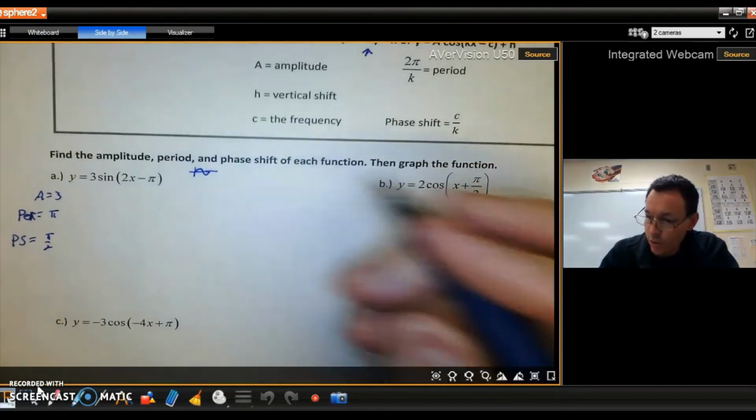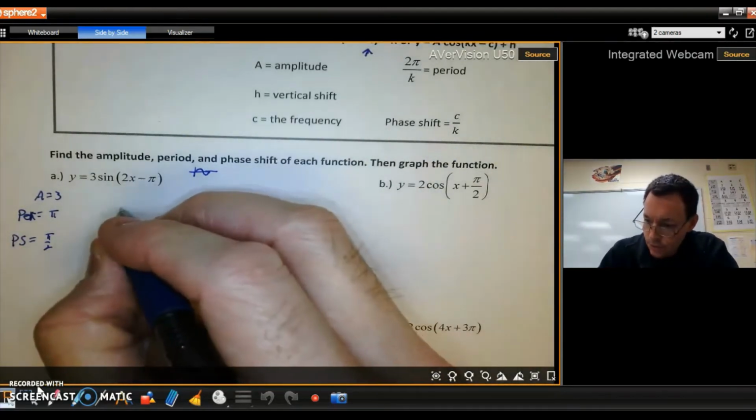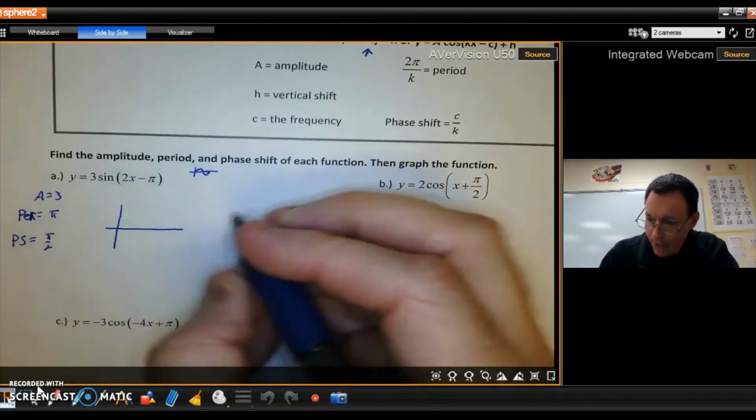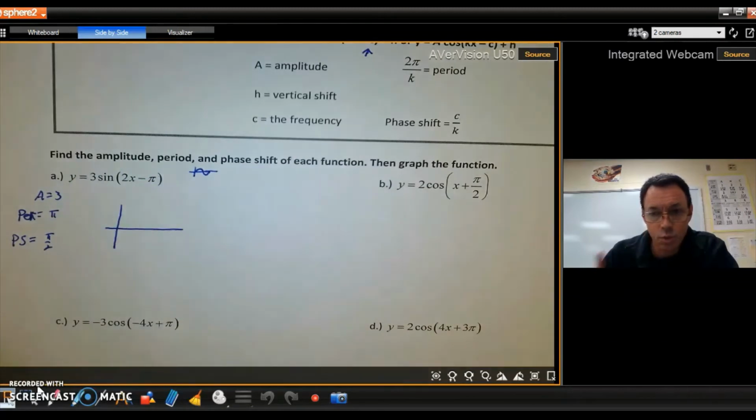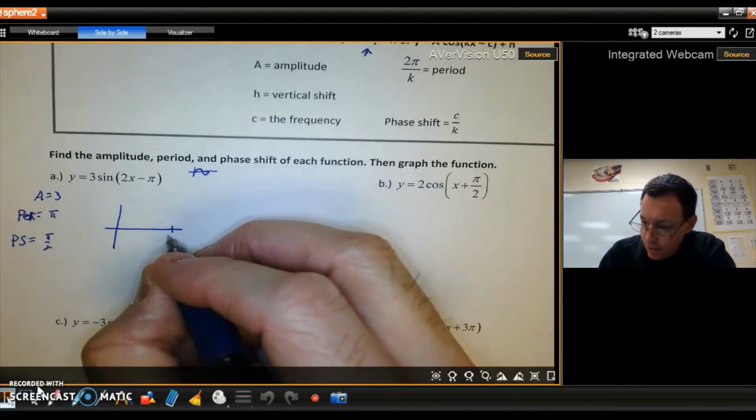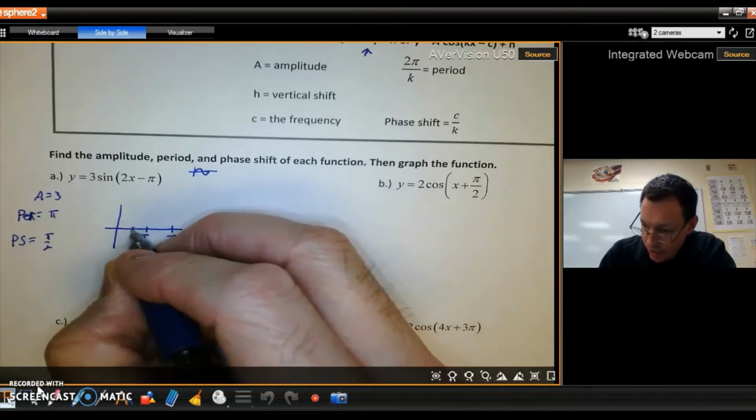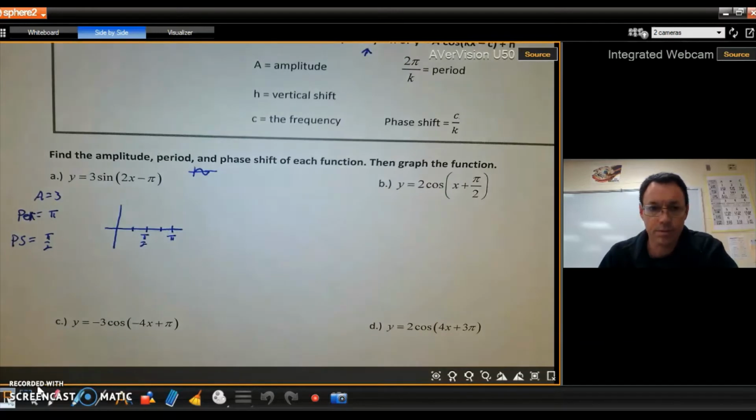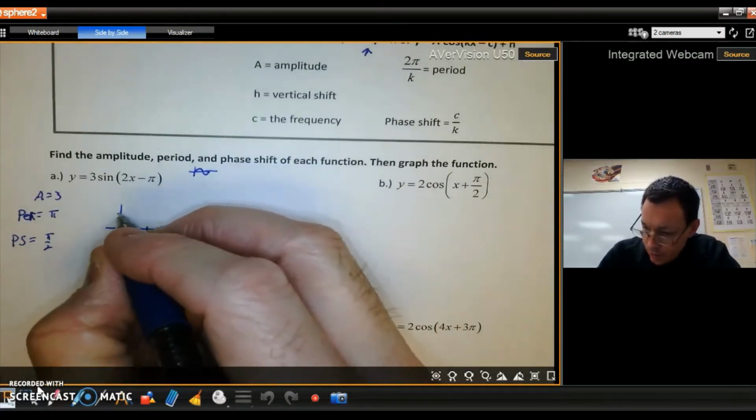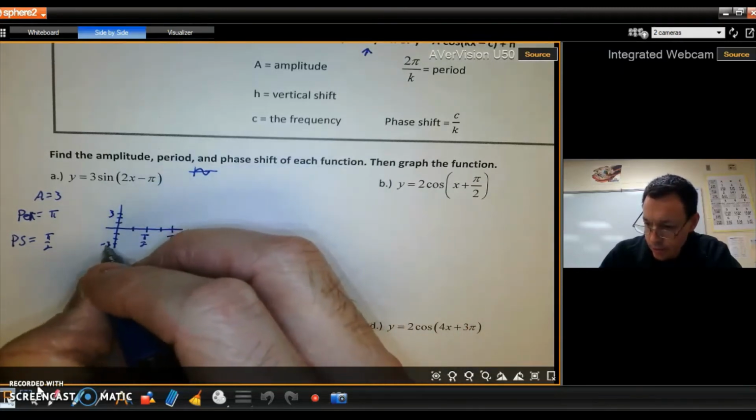Pi over 2. So here's what you're going to do. Just make a normal graph. Now we're just going to do one cycle. So I'm going to go out to pi. That's what I need my period to be, 1 pi. So I'm going to ignore the phase shift for a second. So that's pi. That means that's pi over 2. That means that's pi over 4, and that's 3 pi over 4. Okay? That's important. Amplitude is up 3 and down 3. Okay, so that's 3 and that's negative 3.